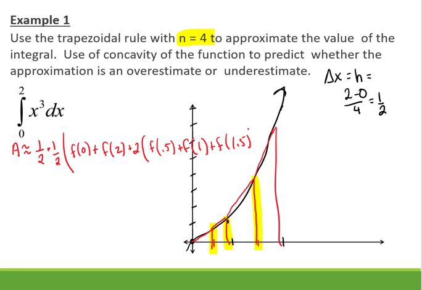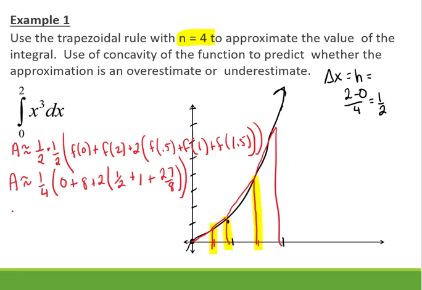So simplifying all that out, I have my area is approximately 1/4. F of 0 is 0. F of 2 is 8 plus 2. F of 1/2 is 1/8. F of 1 is 1. F of 1.5 is 27 over 8. So my area is approximately 17.4. After tomorrow's lesson, we're going to learn how to find this exactly. Okay.